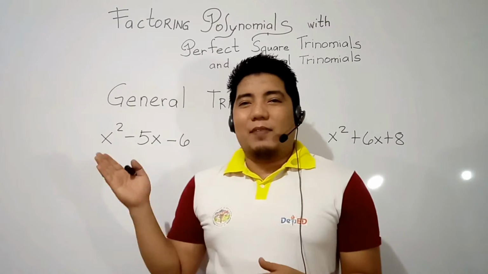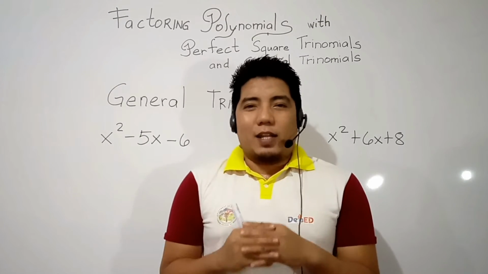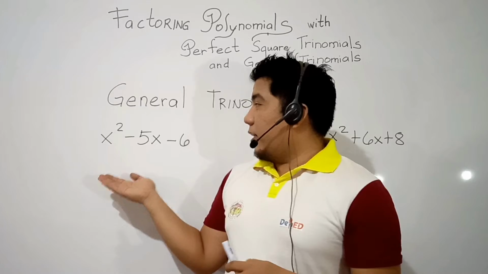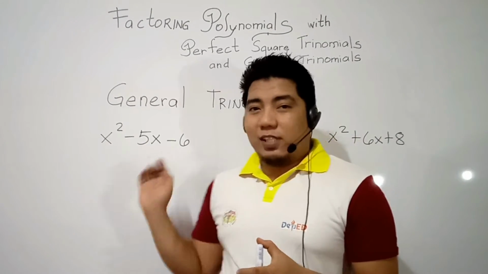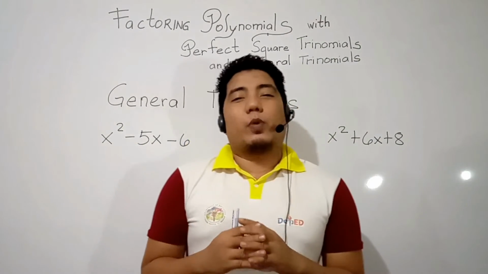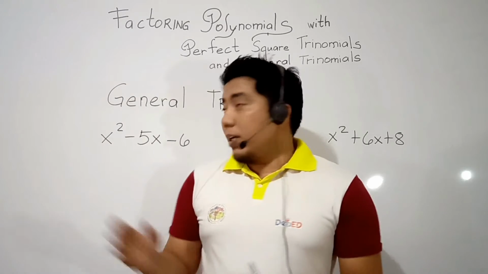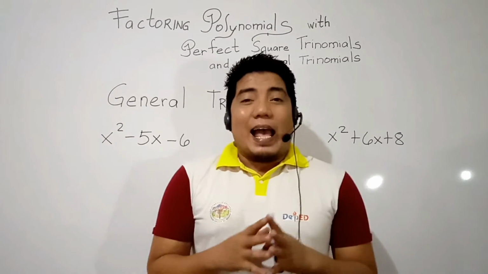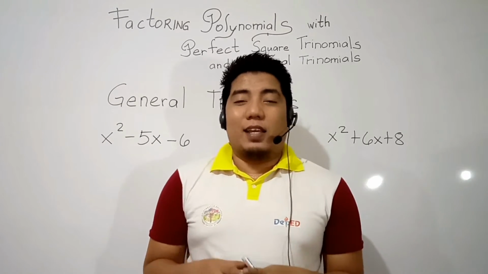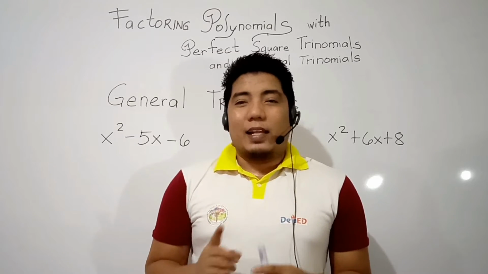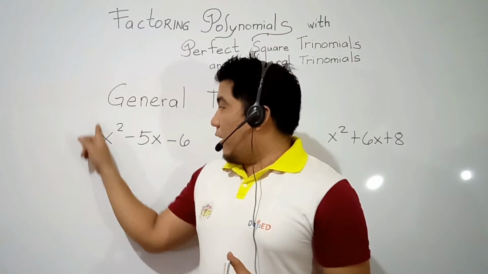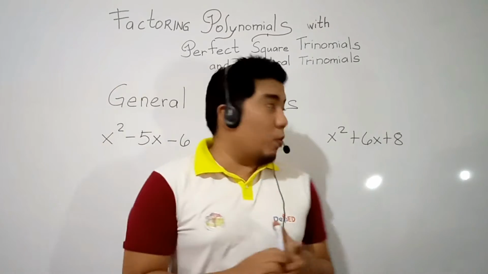Okay, math learners, we have 2 examples for our general trinomials. The first one is x squared minus 5x minus 6. And the second one is x squared plus 6x plus 8. Now, as you can see, our first term here has a leading coefficient that is 1. It means that there is a numerical coefficient that is 1.